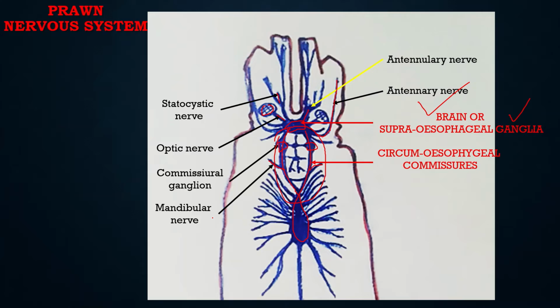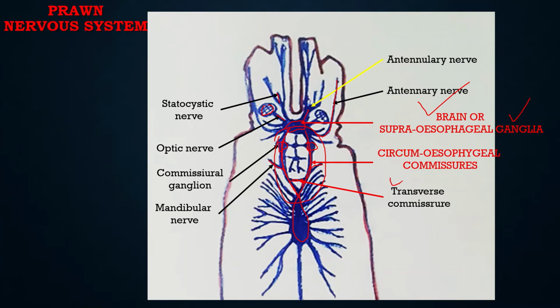Then both the circumesophageal commissures are connected together by a transverse commissure. This transverse commissure connects the two branches of the circumesophageal commissures.